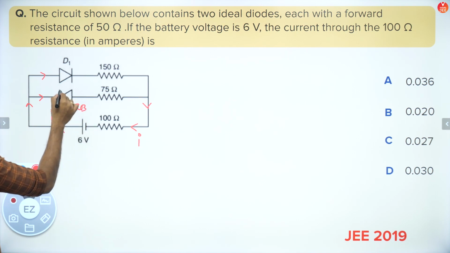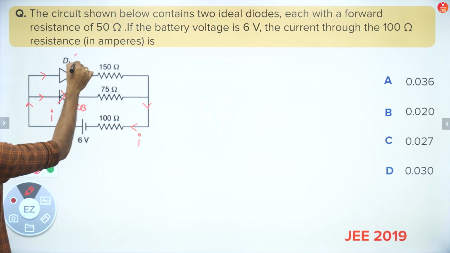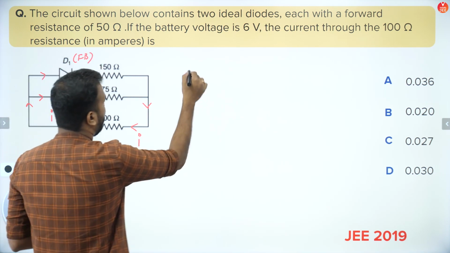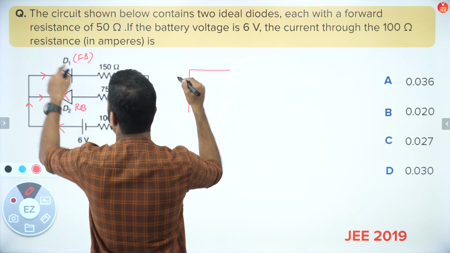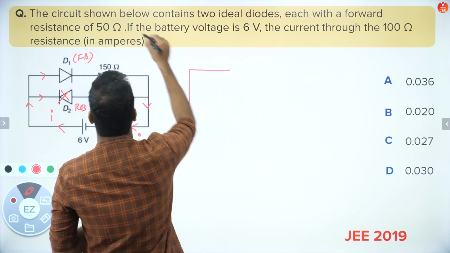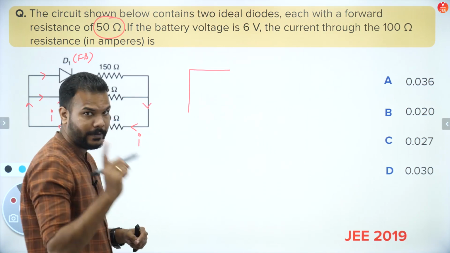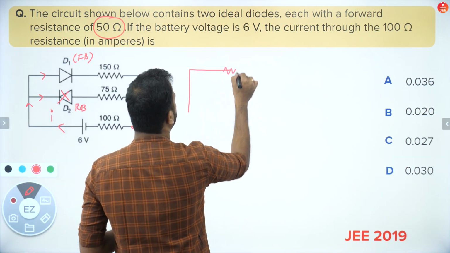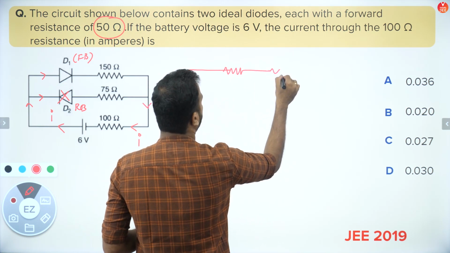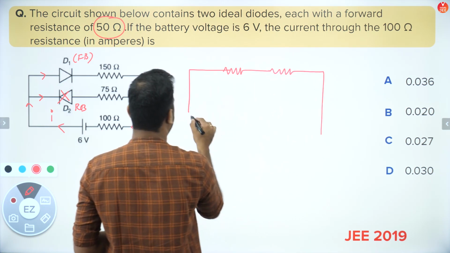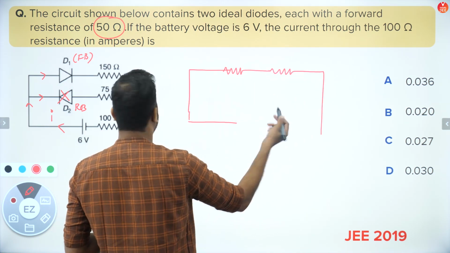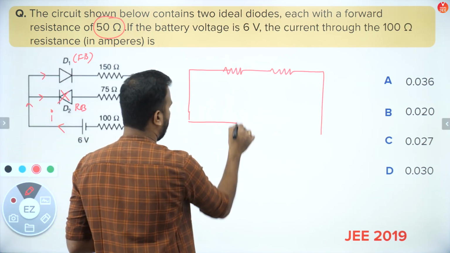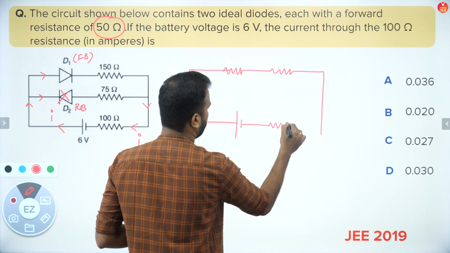That means what? It will not let the current pass through it, and this gets forward biased. So it will let the current pass through it. So if I try to redraw the circuit, forward biasing will have some resistance from the diode as well this time. So instead of drawing the diode, let me just draw the resistance from diode. Then there is one more resistance which is there, and the middle branch is equivalent of not being there because it is reverse bias mode of the diode, and one more resistance here.